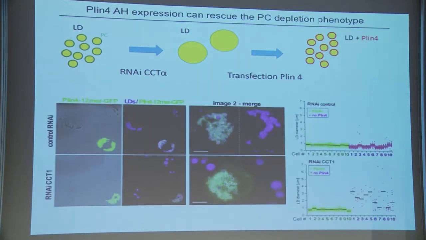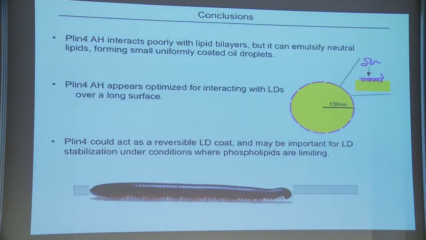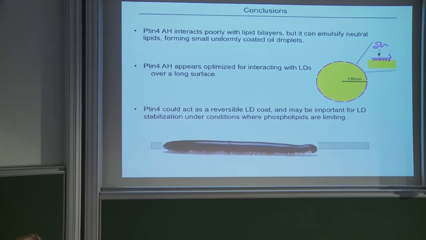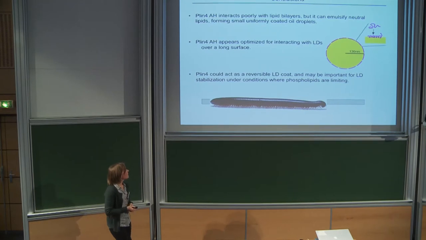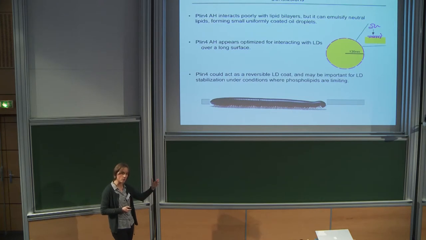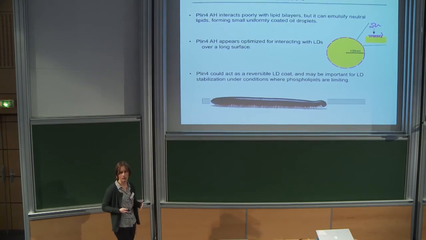And this is indeed what we see in the experiment. So here I'm showing the experiment where we deplete CCT1. And you can see that in the cells that are not expressing the protein, the lipid droplets get very big. But when we have the protein expressed, the size of the lipid droplets is rescued, which you can see quantified here compared to the control experiment. So from this, we conclude that this perilipin 4 is an amphipathic helix that is really optimized for interacting with neutral lipids over a long surface. And it can act as a coat to form these droplets. And so this could be important in the cell under conditions, for example, when you don't have enough phospholipids, you could quickly snipe on the protein to stabilize the lipid droplet.